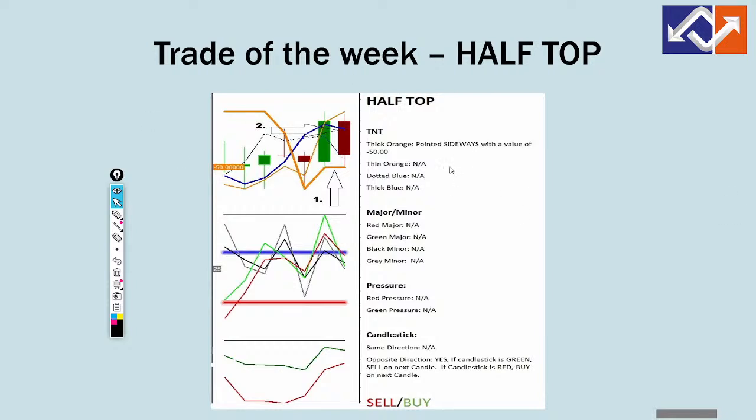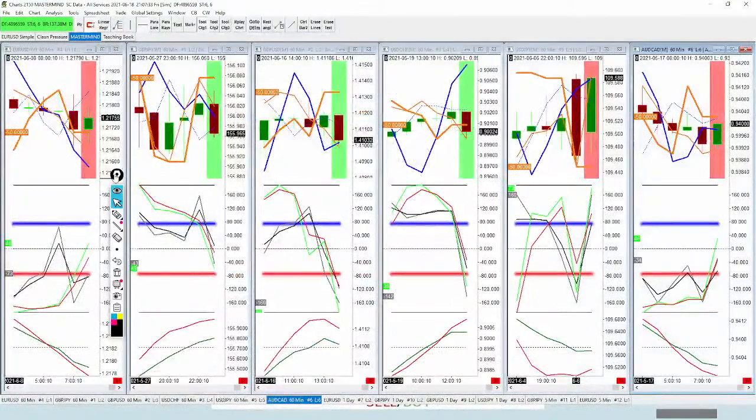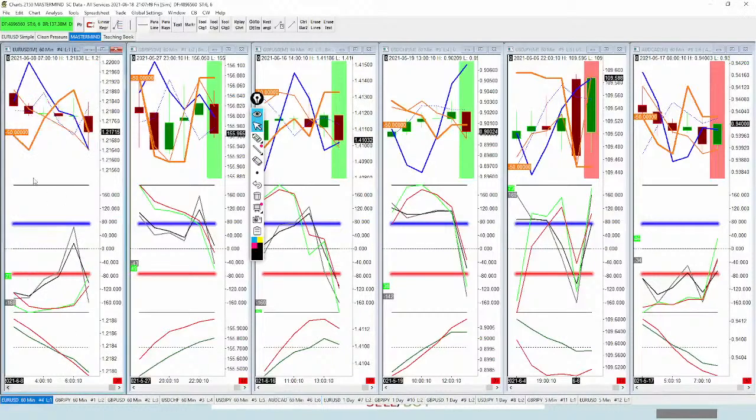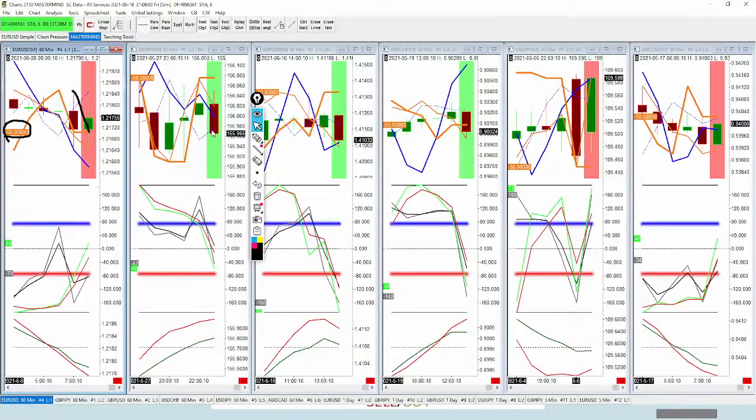So let's look at that, because we're actually going to talk about something else other than the half top today, but let's look at our trade setup of the week. All right, so right here, if we're looking left to right, we can see on the euro versus US dollar, we have an example of that half top. It's flat with a value of -50. Now notice if I go back just one candle, again, see this value right here, as this thick orange line came down here, its value is -50, right? And then I go forward one candle, and now it's still -50, which causes it to go flat.